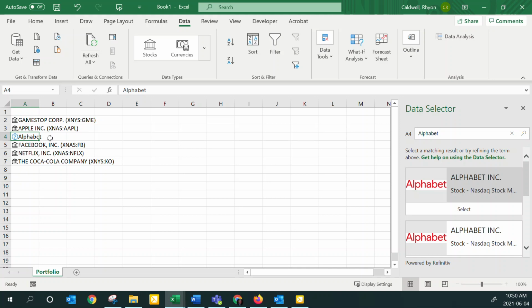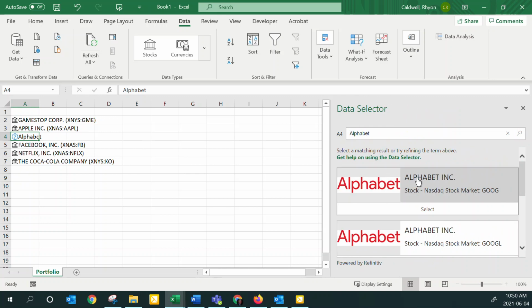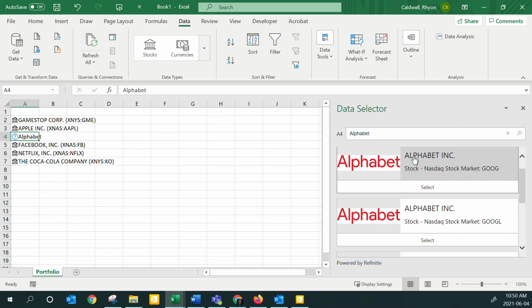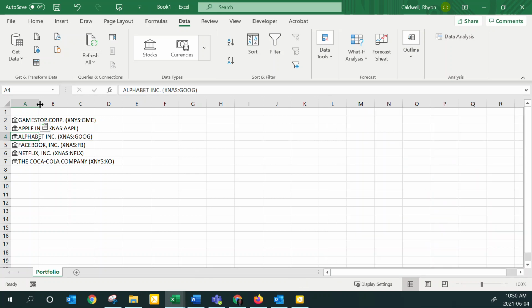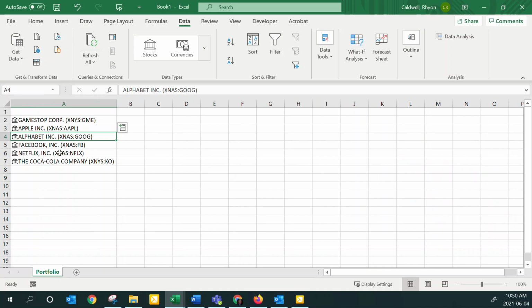I spelled it correctly. So what I could do over here is I can narrow that down. And you can see here that this is Alphabet Inc. at the NASDAQ called Google, because Alphabet is actually the stock or the company name for Google. So I'm going to select this one, and that will convert it and make it all better. All right, so there we go. There's the stocks, and they're dynamically connected.